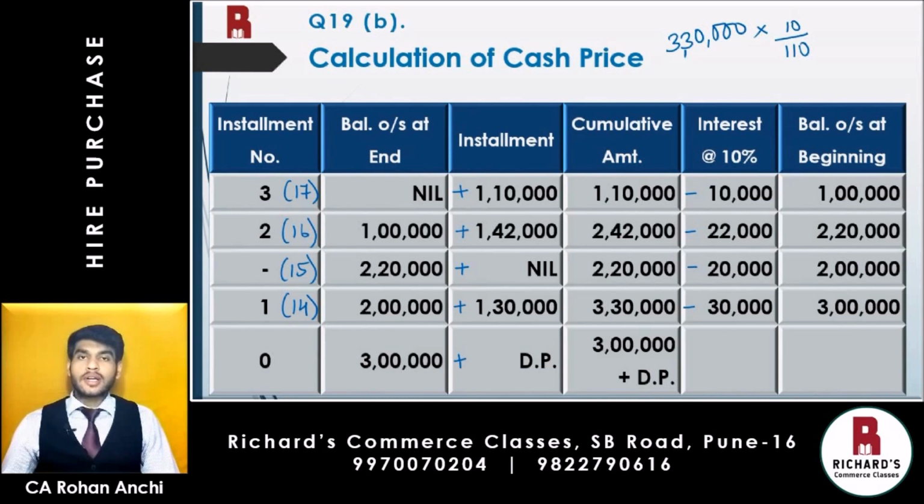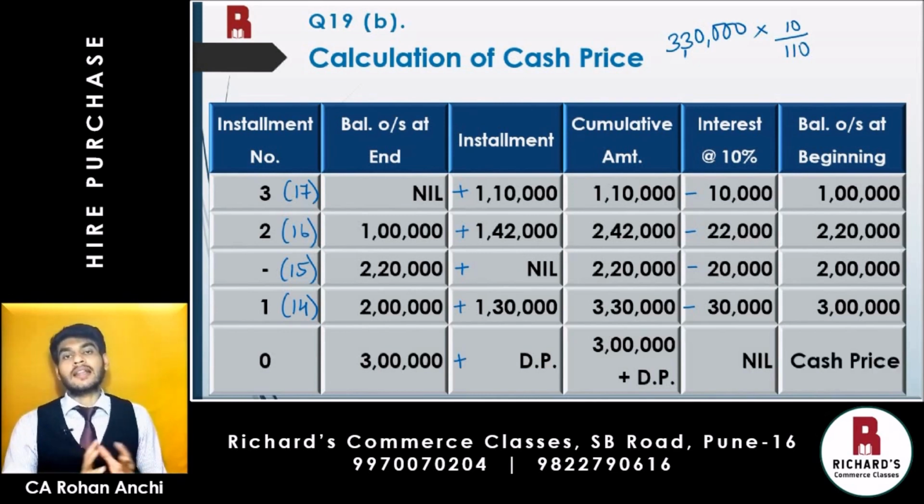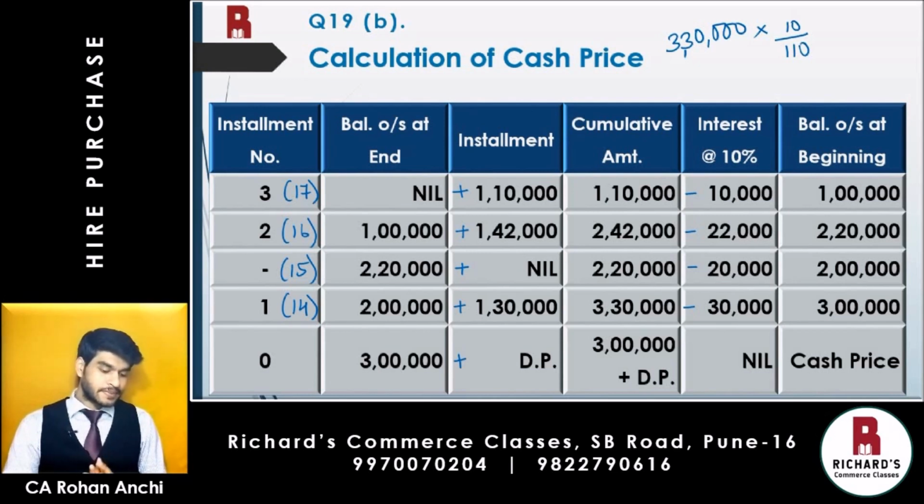There is no interest in down payment, so interest will be nil, and balance outstanding at the beginning of installment number 0 is nothing but the cash price, and that is missing. That is what they have asked us to calculate. That is the cash price of the asset. Now if you see, cash price is missing and down payment also is missing, but they have given us a relation between the two, and that down payment is 40%. So what we will do is prepare a separate note and form an equation to calculate the cash price of the asset.